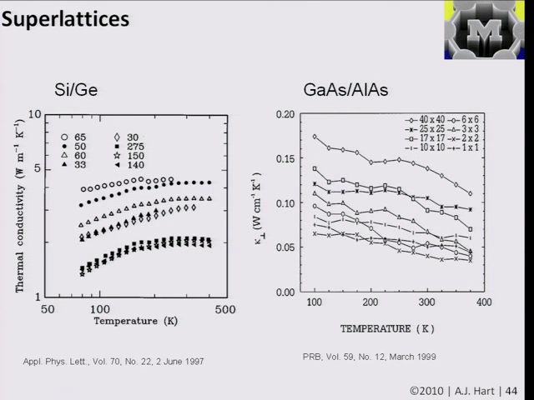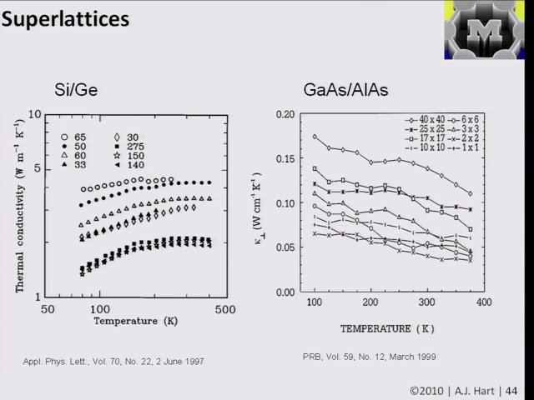One is silicon germanium, and the other is gallium arsenide and aluminum arsenide. And people have tried to use this for things like semiconductor lasers, where you've got lots of layers, and also for thermoelectric materials, which I'll talk about in a little bit. But you can see that there's this strong dependence. So each of these different symbols is a different period.